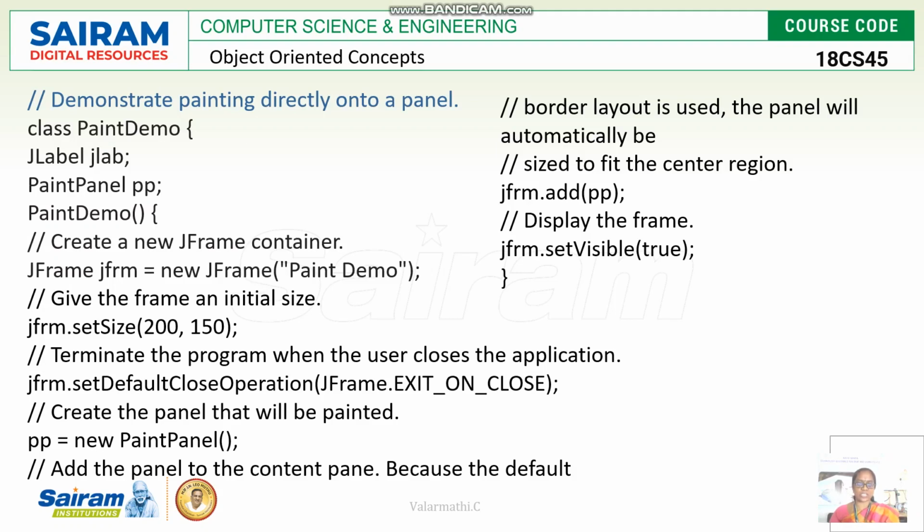Now we are going to check this paint panel with the demo class. We need to write a demo class. So here PaintDemo is the class name and it uses the JLabel, and in PaintDemo I am going to use one frame, a Java frame with the name PaintDemo. The initial size of the frame is given as 200 and 150 as height and width, and similarly this frame is set with default close operation of exit on close. Whenever I press the close button it will be automatically closed.